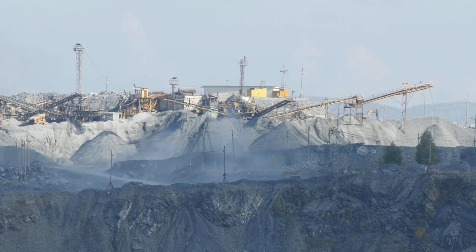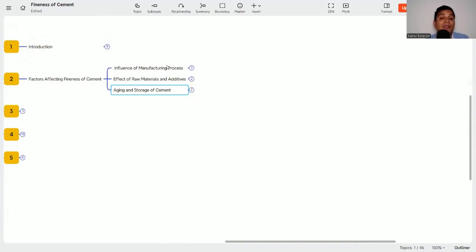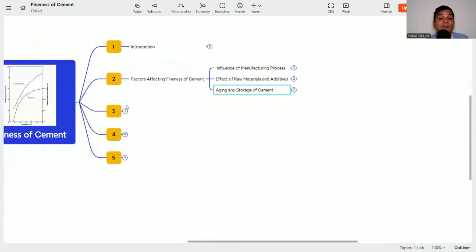Then aging and storage of cement is also important. Moisture absorption: cement stored in humid conditions forms lumps, reducing effective fineness. Then shelf life: cement should be used within 3 months. If not, we need to do the tests again to find out whether the cement parameters are satisfied or not. So these three factors, the manufacturing process, minerals and additives, and storage and shelf life, also affect the fineness of the cement.